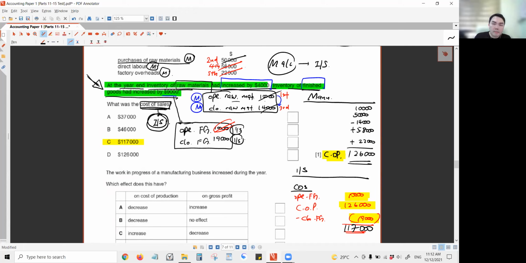Opening raw material, then you plus another 4,000, you get this. Same goes to this. Okay, then you do the manufacturing account, then you do the income statement, then you get the cost of sales figure. Therefore, the answer is C. We see the next one.